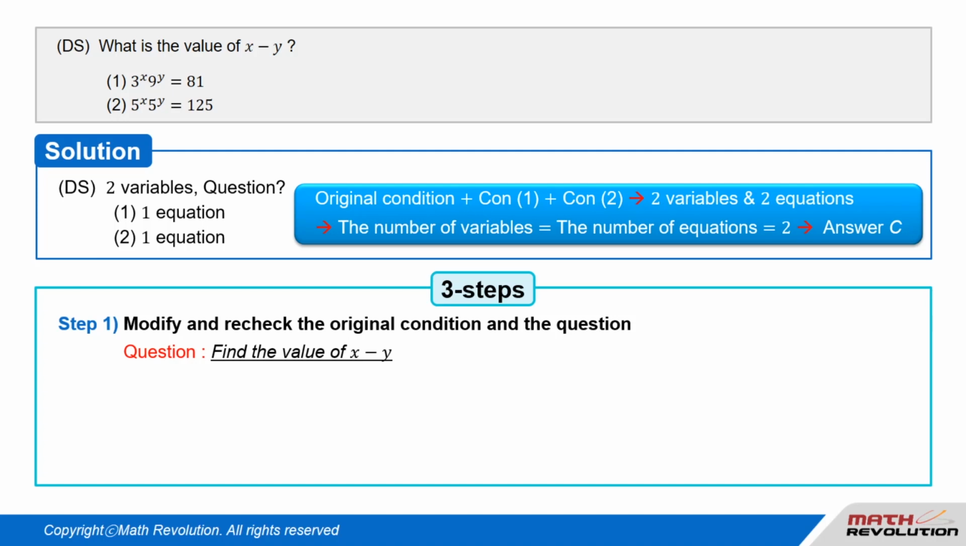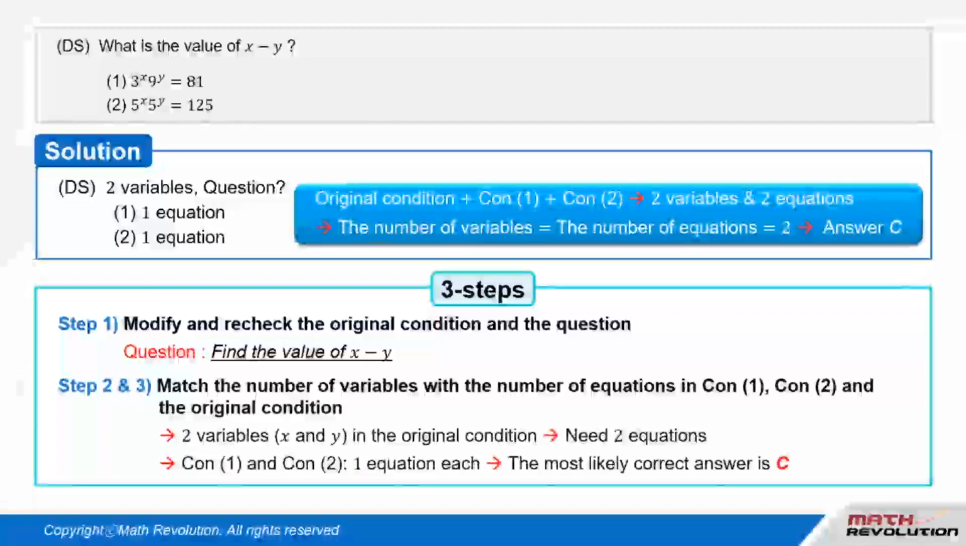Follow the first step of the variable approach by modifying and rechecking the original condition and the question. We have to find the value of x minus y. Follow the second and the third step.